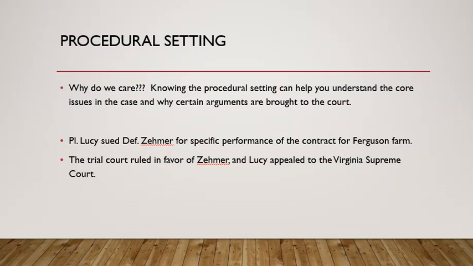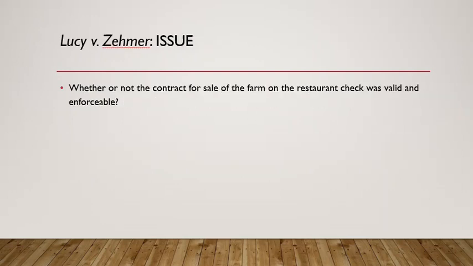Here the posture is to note that Lucy, who is the plaintiff, sued Zemmer, the defendant, for specific performance of the contract for Ferguson Farm. This means he's essentially asking the court to enforce the contract on the bar check. The trial court ruled in favor of Zemmer, and Lucy appealed to the Virginia Supreme Court.